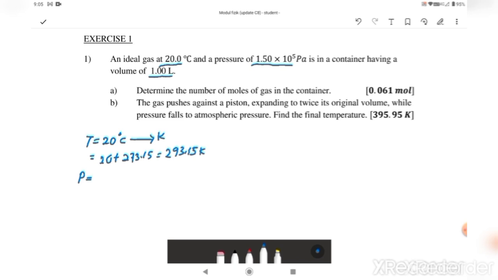Okay, next information given, we have pressure, which is 1.5 times 10 to the power of 5 Pascal. Next we have volume. Volume is equal to 1 liter. The volume also you must change to meter cube.